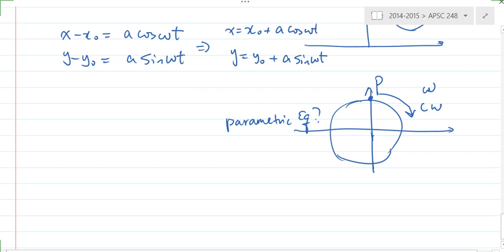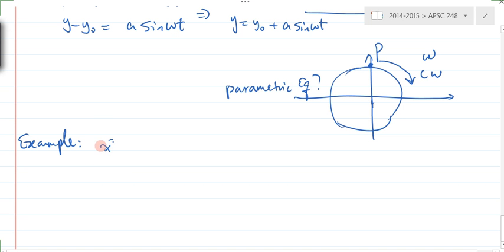Okay. Any questions? All good? Okay. Let's look at the next one here. What we just dealt with is a circle. And let's look at this one. And this is what? An ellipse. Okay, it's an ellipse. What would be a parametric equation for this ellipse?